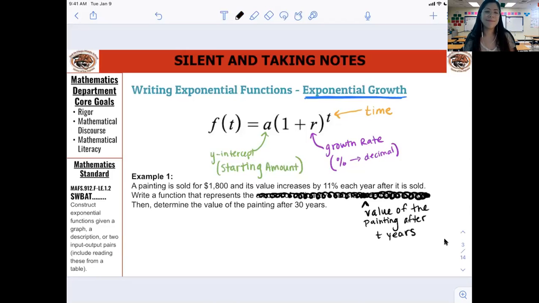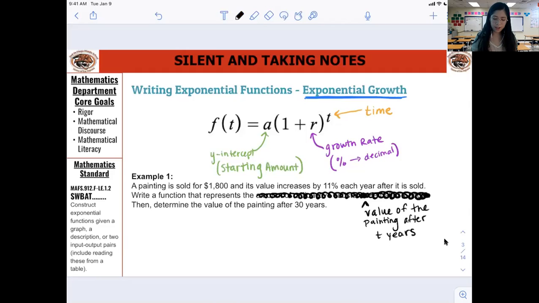A painting is sold for $1,800 and its value increases by 11% each year after it is sold. Write a function that represents the value of the painting after T years. Then determine the value of the painting after 30 years.